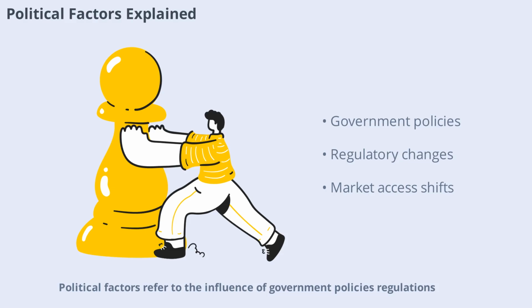Political factors refer to the influence of government policies, regulations, and stability on business operations. Changes in tax laws, trade restrictions, or government leadership can significantly impact how companies operate. For example, a new trade agreement might open up international markets, while stricter regulations could increase operational costs. By monitoring political trends, businesses can anticipate changes and adjust their strategies accordingly, ensuring compliance and seizing new opportunities.